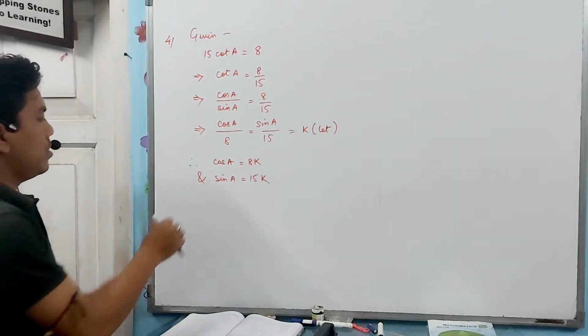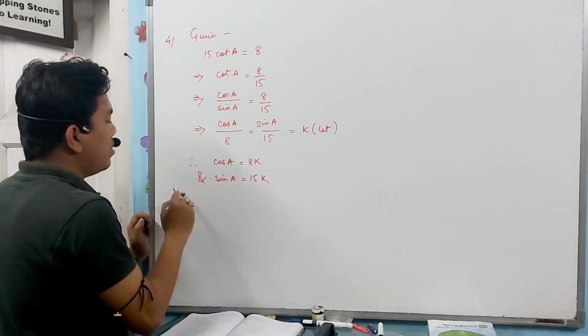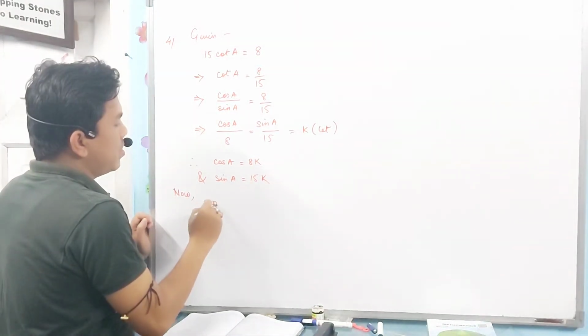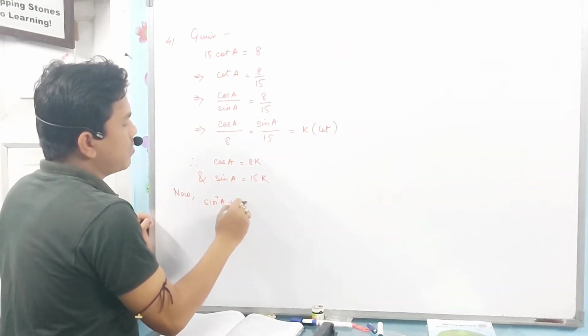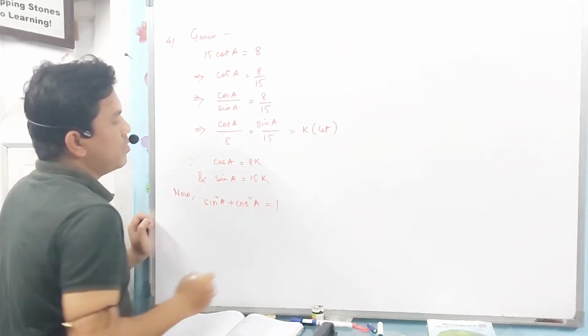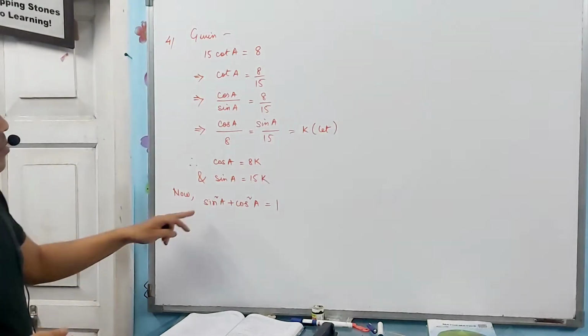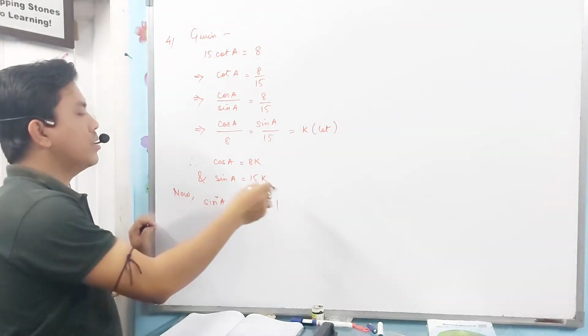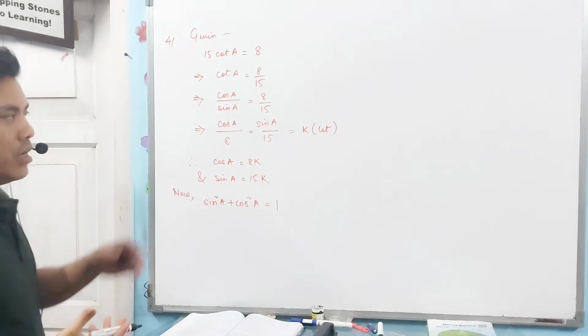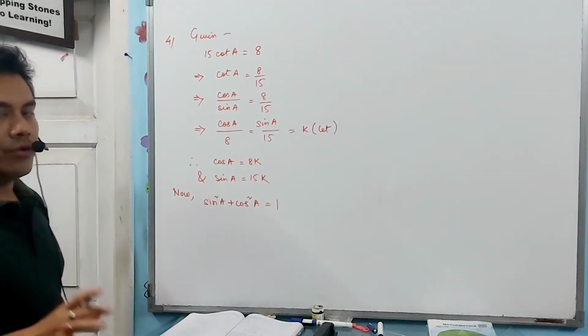Now we all know that sin square A plus cos square A is equal to 1. We'll come across this formula. I have not discussed this formula. Some formulas are there. I'll give you the list of formulas. You all have to memorize it.